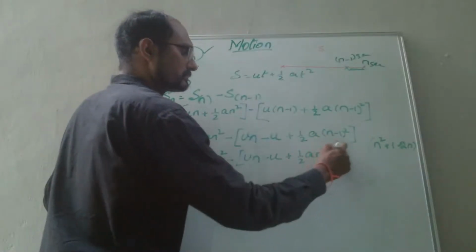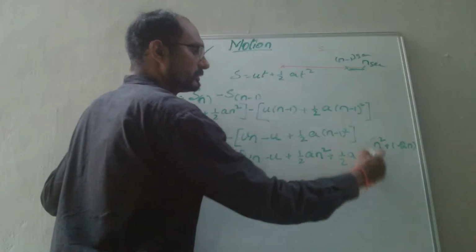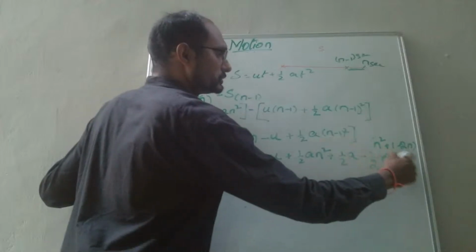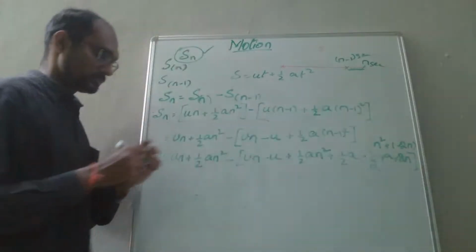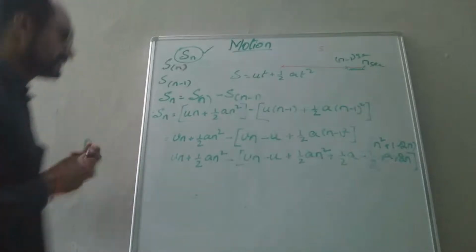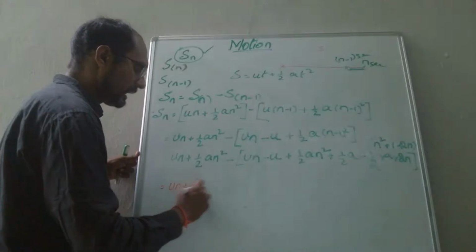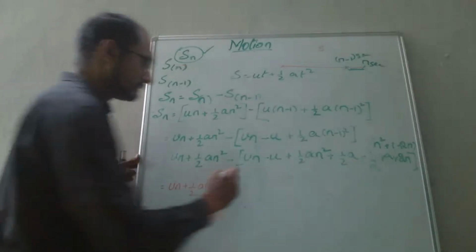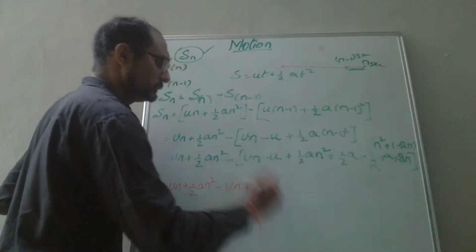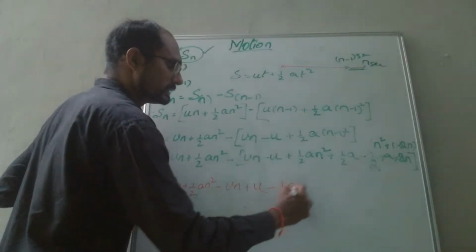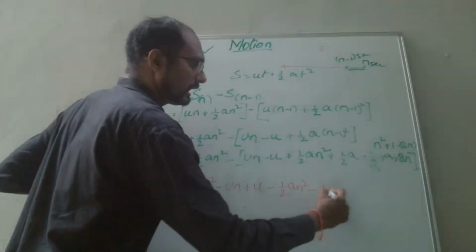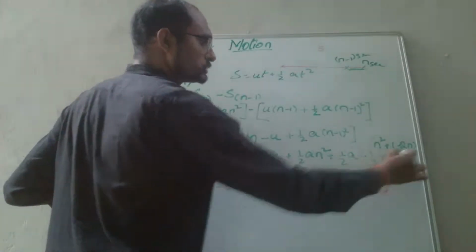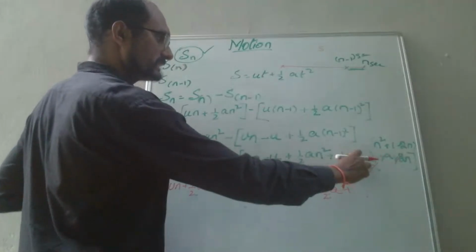1 by 2 a n square plus 1 by 2 a minus 1 by 2 into a into 2n. So this is how we are writing. Now let us simplify this. So it is u n plus half a n square minus, I am opening the brackets to make it further simpler, u n plus half a n square minus u, minus into minus plus u, minus into plus is minus half a n square, minus into plus is minus half a, minus into minus is plus half. Okay, we can actually cancel this. 2 and 2 get cancelled, so there is no half here. Minus into minus is plus a n.